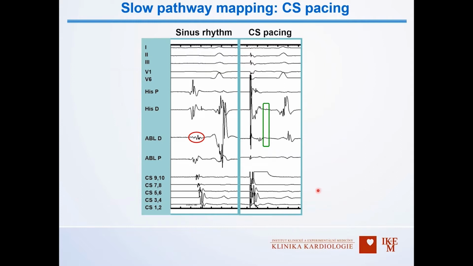Faster coronary sinus pacing is used to prolong the AH interval and disclose whether the slow pathway electrogram contains His far field. In this example, nothing is visible on the mapping catheter during coronary sinus pacing, so that the ablation at that site should be relatively safe.